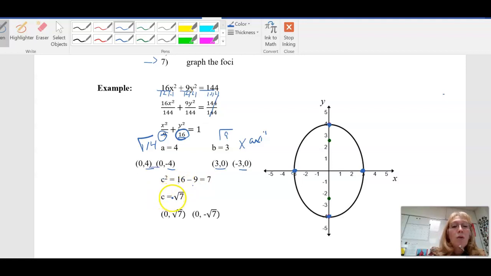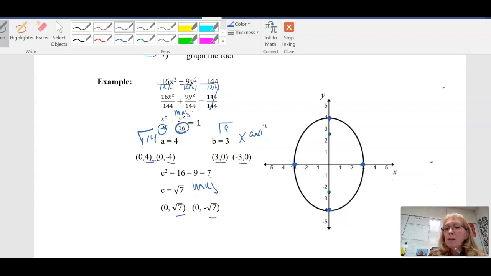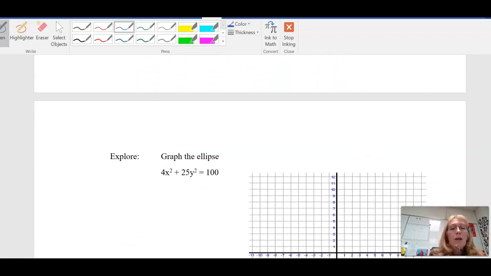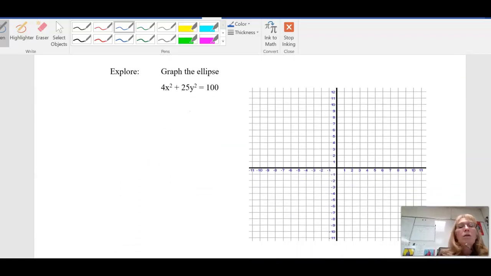Then we take the square root of 7, and the square root of 7 is going to be on the y-axis because this is my major, because your largest is always the major axis. So this is always on the major axis, and since it is y this time, it is going to be a y value. And the square root of 7 is like 2.6 and -2.6. And then you just draw in your ellipse, connecting all your vertices. Quite fun, right? Okay, pause and try yours.